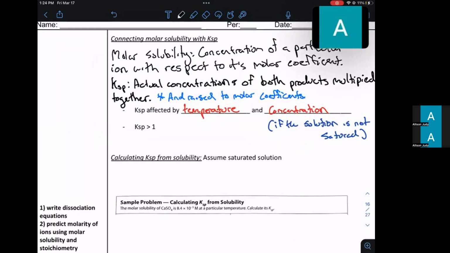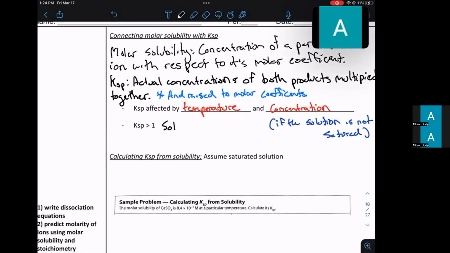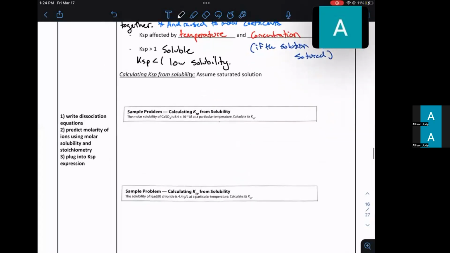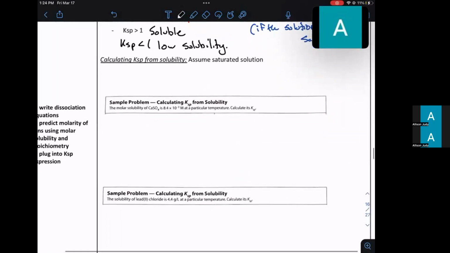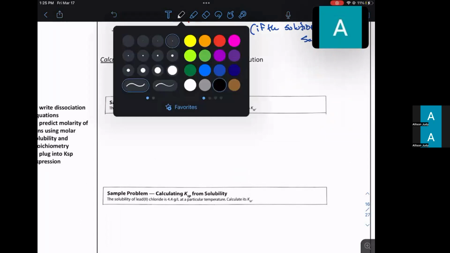Generally, we say that if KSP is greater than 1, something is soluble, and if it's less than 1, which for some reason was not written in here, it has low solubility. That is not a very precise way to measure solubility, but sometimes you'll see that. We can actually calculate the KSP from the molar solubility of a substance, and there's a pretty solid chance you'll be asked to do that.